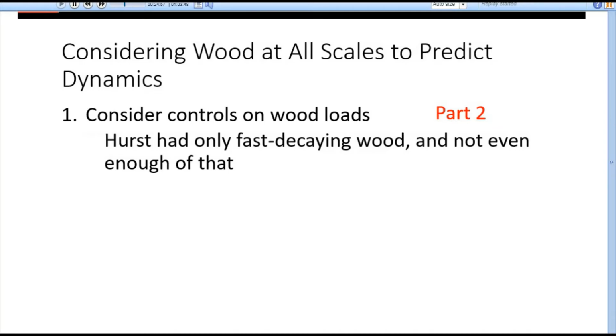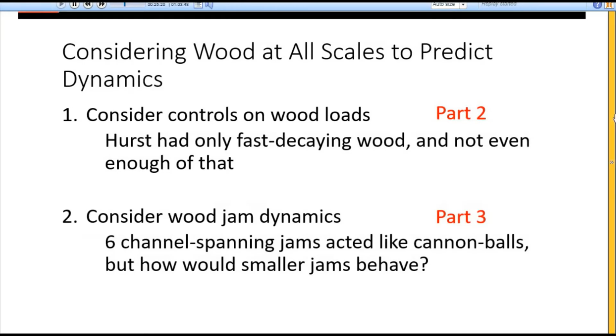First, we need to consider controls on wood load, controls on how much wood a river can actually hold in any given reach. So in Hearst Creek, there was too much wood introduced given the wood supply. Basically, just like sediment, if you dump a bunch of sediment in a reach and there's no sediment coming in from upstream to sustain it, it's all going to wash downstream.